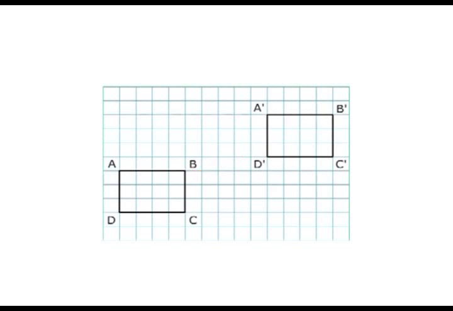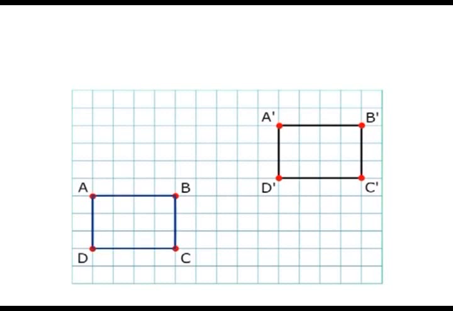When an object is translated, each point on the object moves the same distance and in the same direction. Therefore, we can describe a translation only if we know the distances moved and the direction of motion. In this case, each point was moved 9 places to the right and 4 places up.